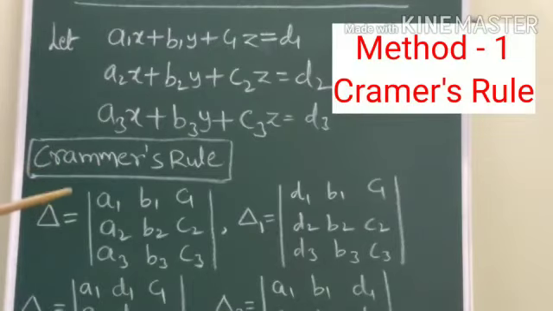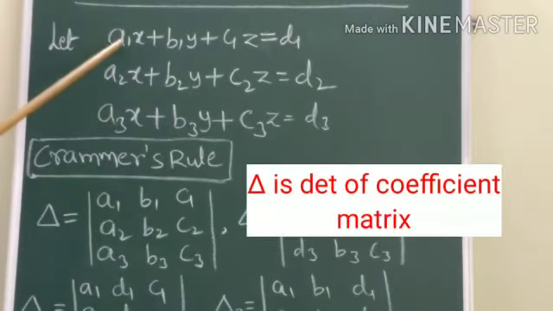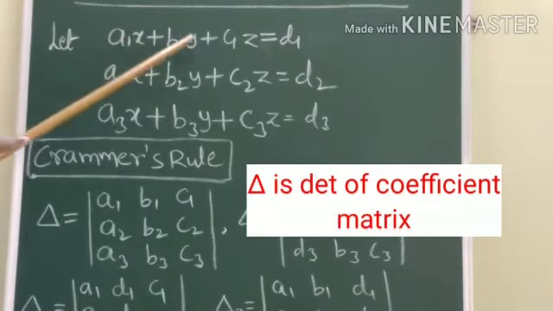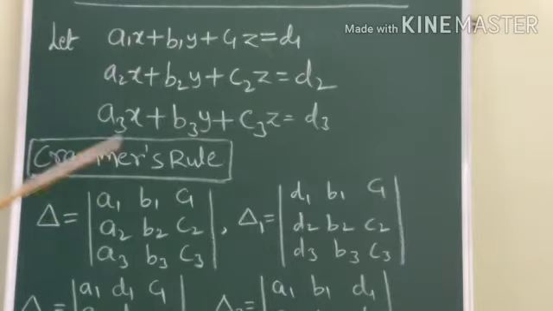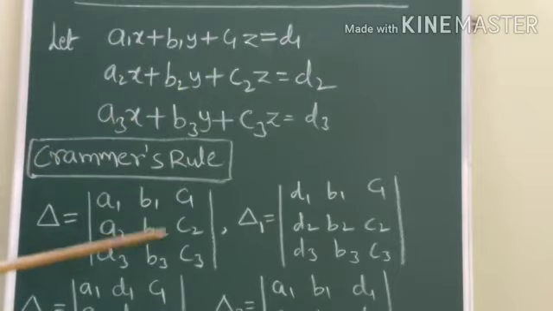Now let us see the procedure of Cramer's rule. It was invented by the mathematician Cramer, so it is called Cramer's rule. First of all, we have to find the value of delta. Delta is equal to the determinant of all the coefficients of x, y, z, that is a1, b1, c1, a2, b2, c2, and a3, b3, c3. Finding this determinant value gives delta.